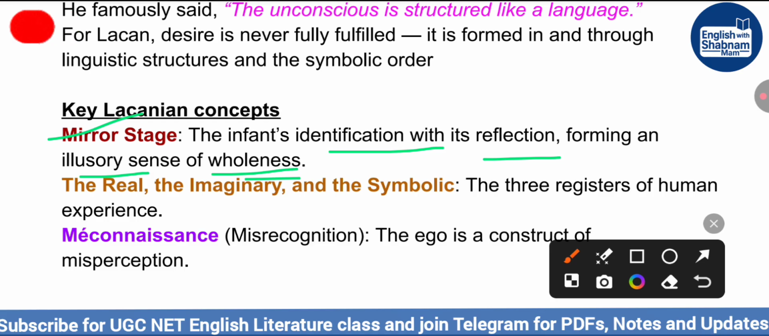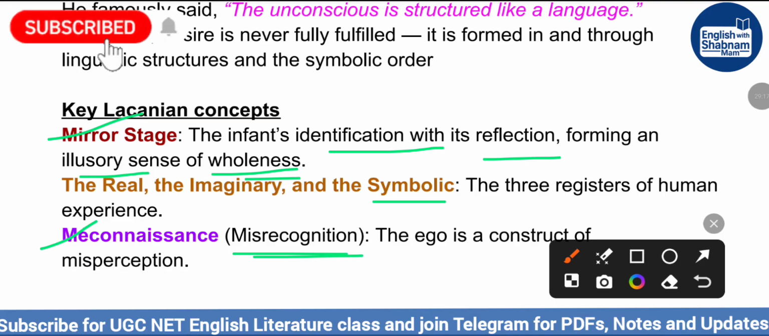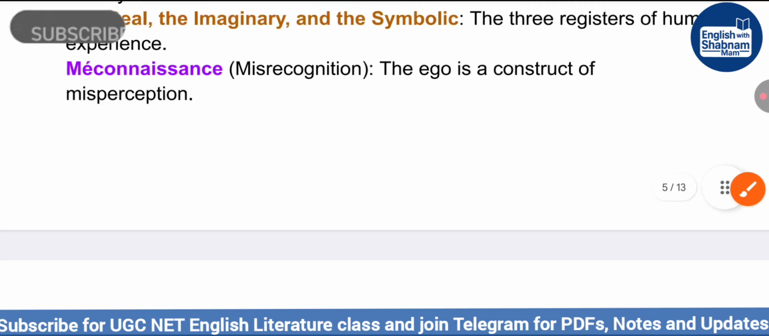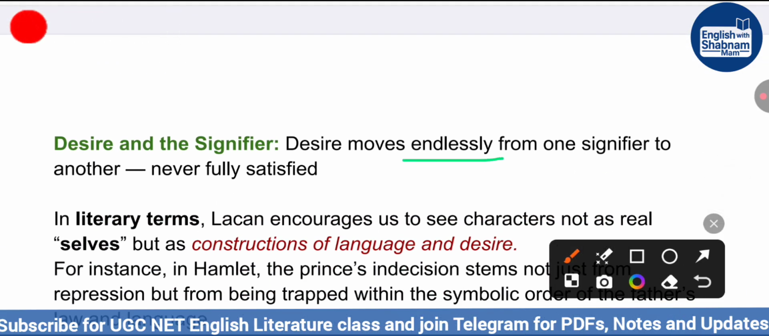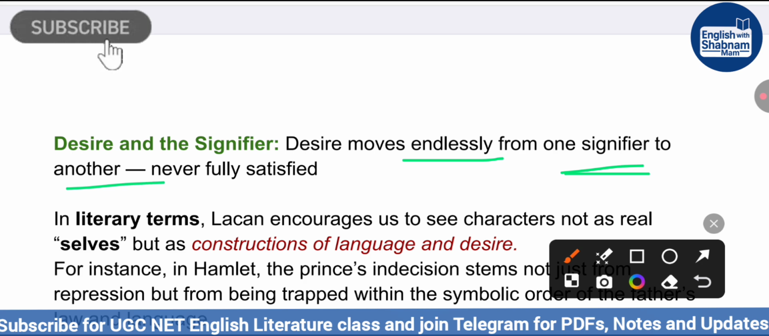The real, the imaginary, and the symbolic, the three registers of human experience, and this is very important. Then misrecognition: the ego is a construct of misperceptions. Okay, these are the concepts. And desire and the signifier: desire moves endlessly from one signifier to another, never fully satisfied. So they are somehow right that human desire is never satisfied, never fulfilled.